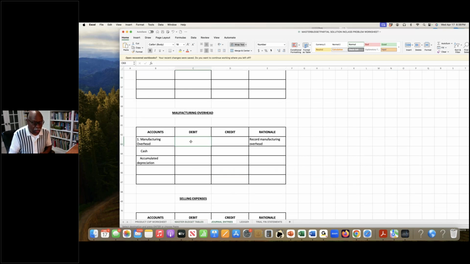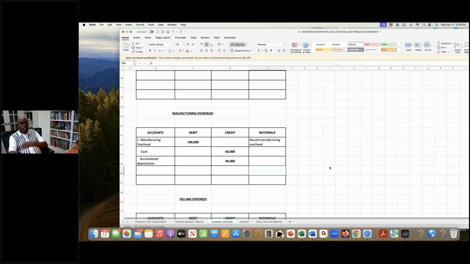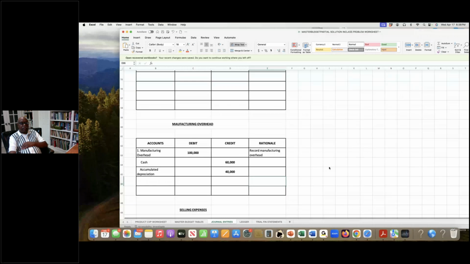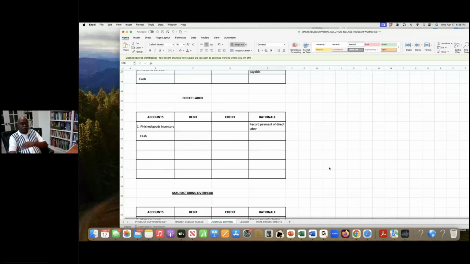So we debit overhead for 100. The cash was 60,000, and the depreciation was 40,000. Any questions? That's easy, right? Okay. Time for y'all to get to work.